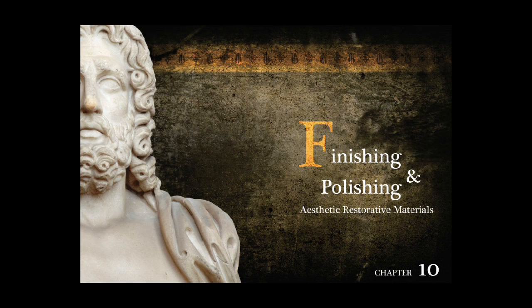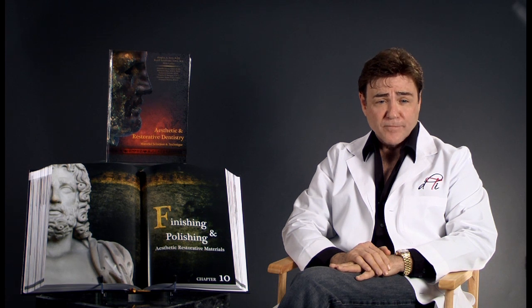Chapter 10, Finishing and Polishing Aesthetic Restorative Materials. Finishing and polishing directly affect the aesthetic qualities of color and gloss for any tooth-colored restoration. This chapter describes the benefits, objectives, and the various types of hand and rotary instruments for finishing and polishing composite, ceramic, and natural tooth structure.